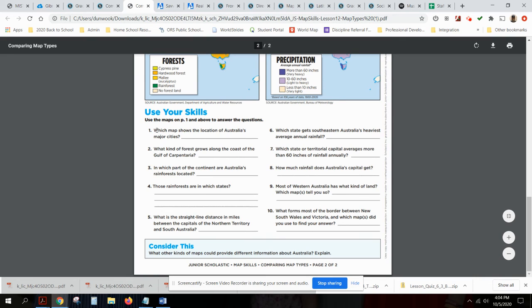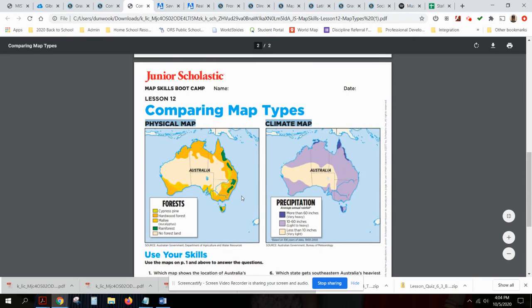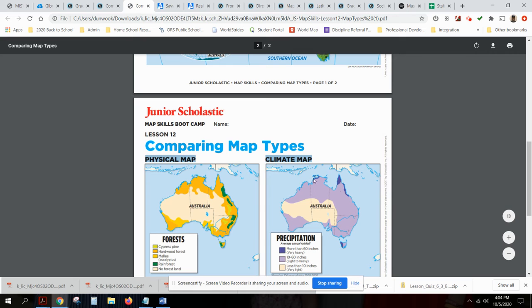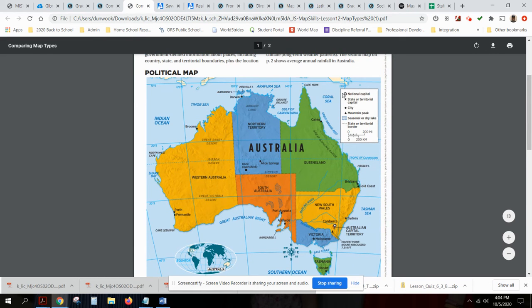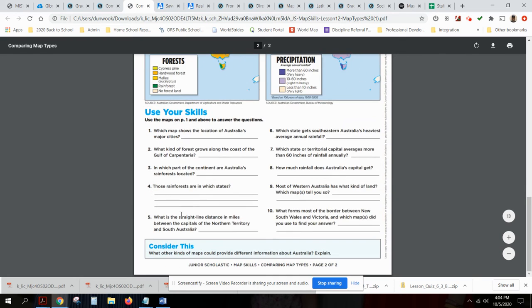Let's do 1 or 2 of these together. Which map shows the location of Australia's major cities? Well, let's look. No cities. There are cities here, and I can see in the key, major cities are listed. So the answer is political map. Let's do another one.